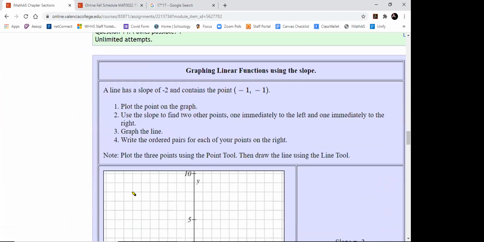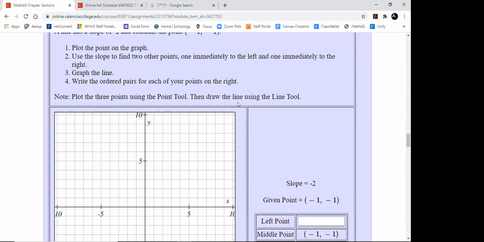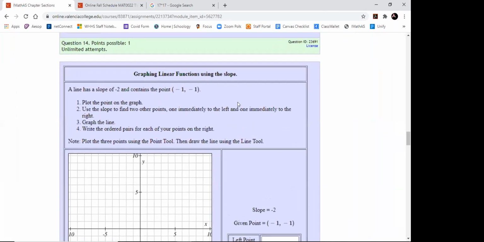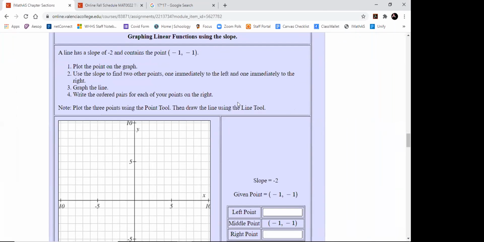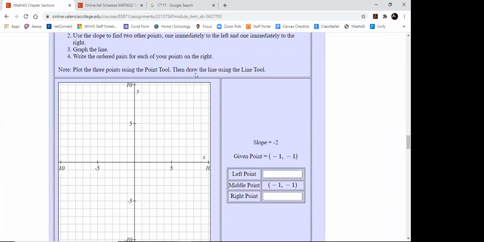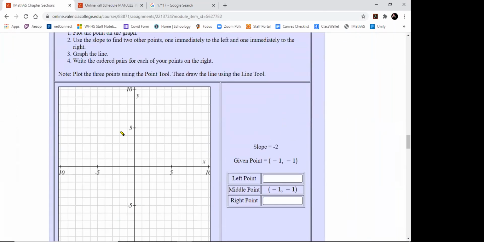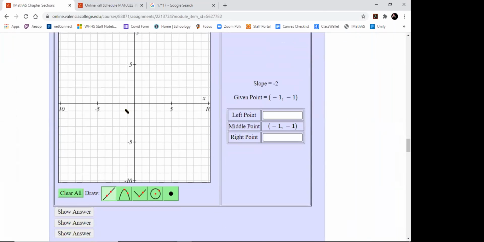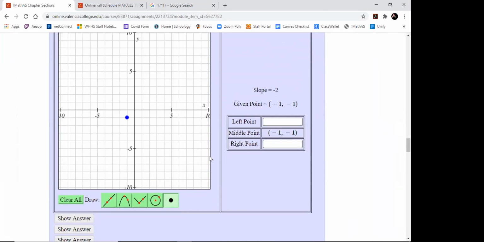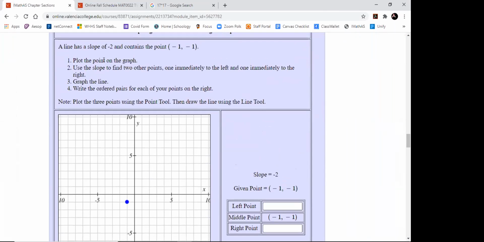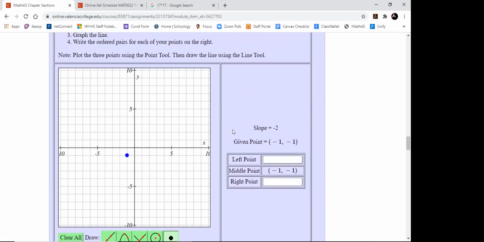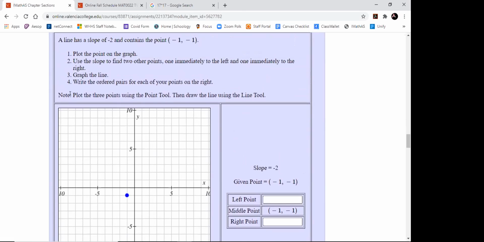Okay, let's look at the next one. This says a line has, okay, I have no idea what this question is asking. A line has a slope of 2 and contains the point -1, -1. So first thing it says is plot the point on the graph. So just plot your point. So -1, -1 is down here. Where's our point? Okay. Plot the point on the graph. Use the slope to find two other points, one immediately to the left and one immediately to the right. Then graph the line. And it says, nope, plot the 3 points and then draw the line using the line tool.